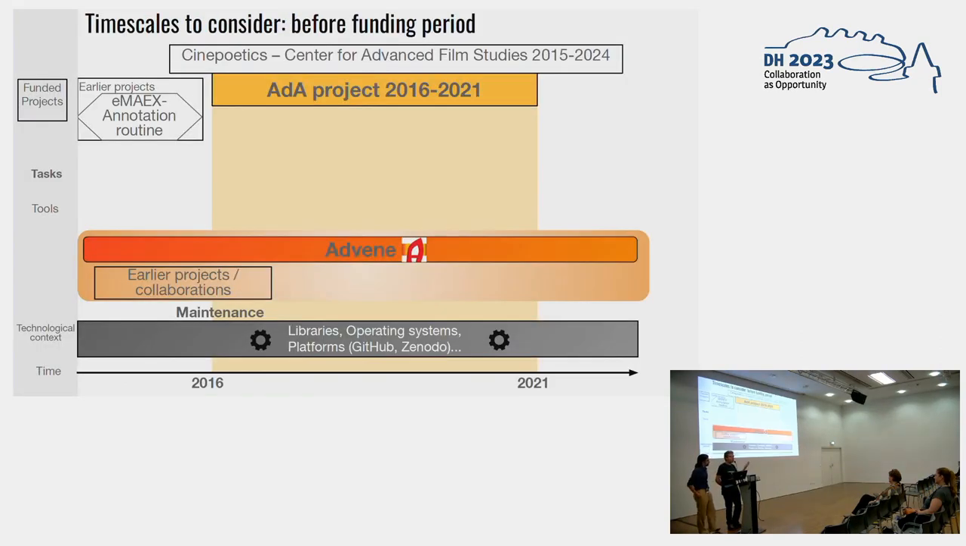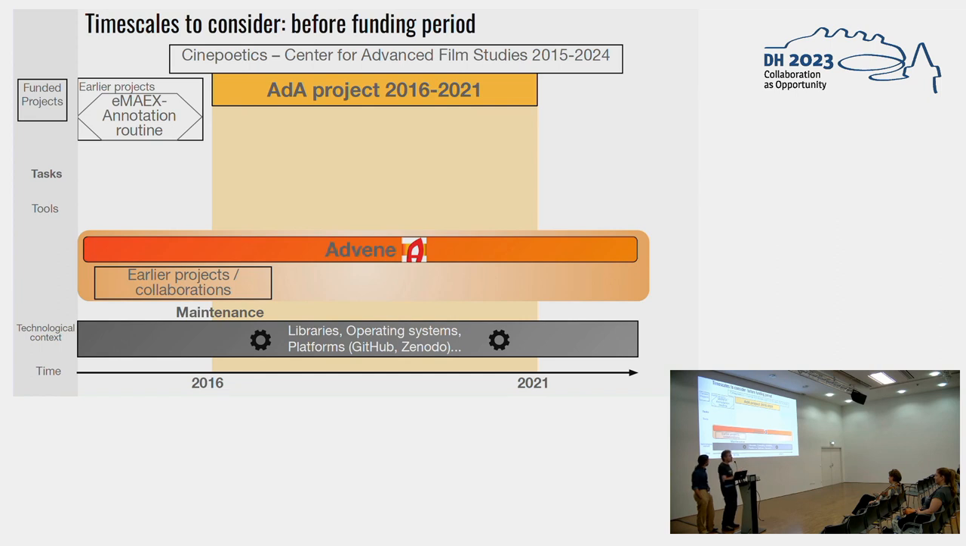So we would like to look at the timeline, to look back on the process of our collaboration. This is the timeline, before the funding period, before the start of the project. What did we have? Yes, the Advene software was pre-existing. It's a 20-year-old project, and I had earlier projects and collaborations which allowed me to develop its features.